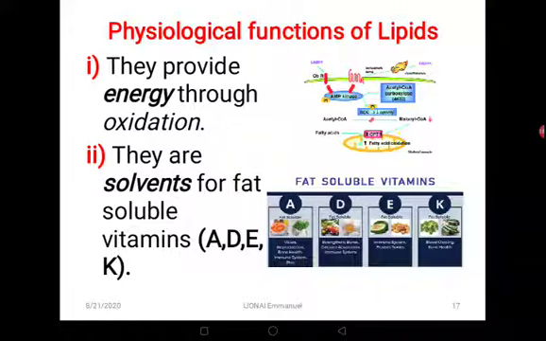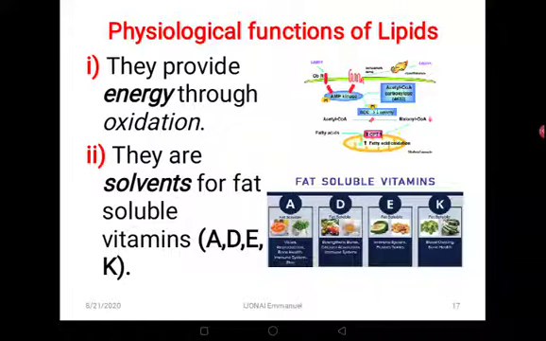Let's look at the physiological functions. Functions which are related to functioning of the body are called physiological what? Functions. The first one is they provide energy through oxidation. Actually, fats produce almost 2 times the amount of energy that can be provided by carbohydrates, meaning they are a very good energy source. Secondly, they are solvents for fat-soluble vitamins. You know that vitamin A, D, E, and K do not dissolve in water, but they dissolve in fats. So the vitamins are kept in fat.